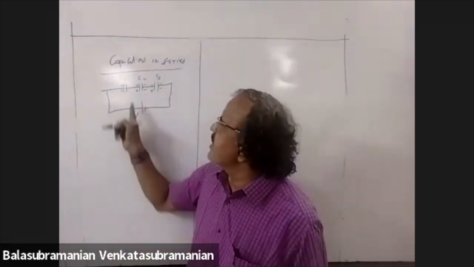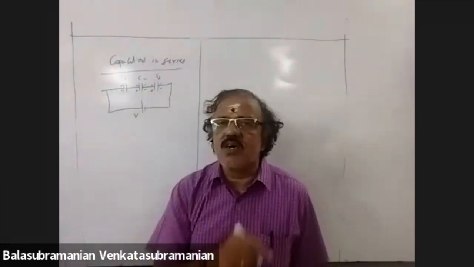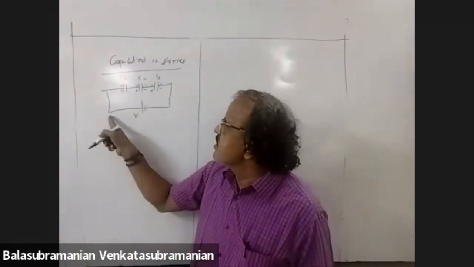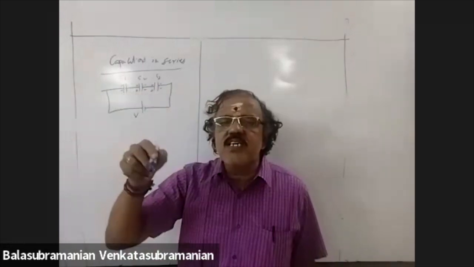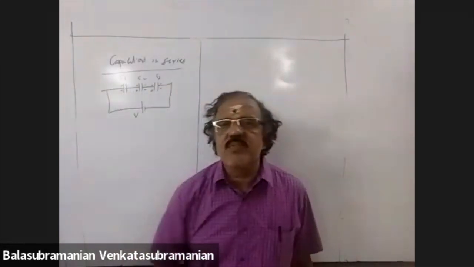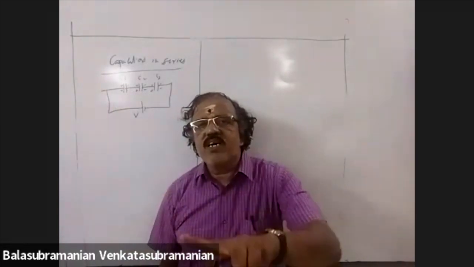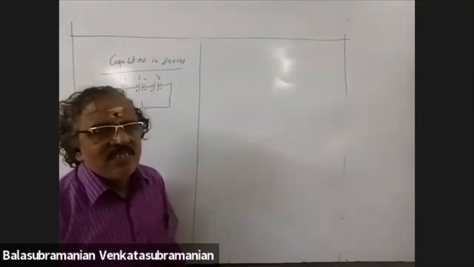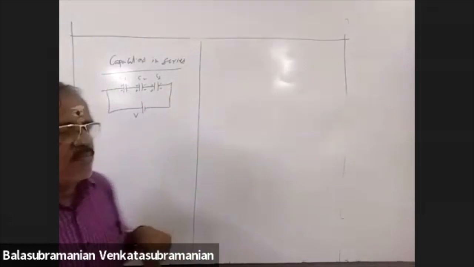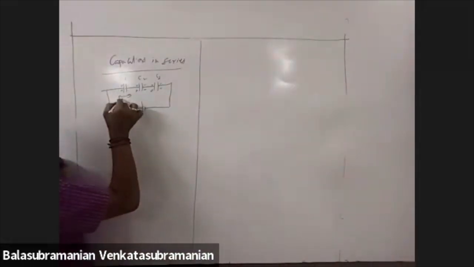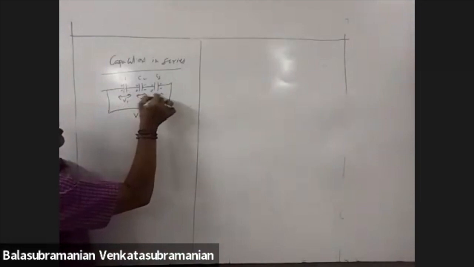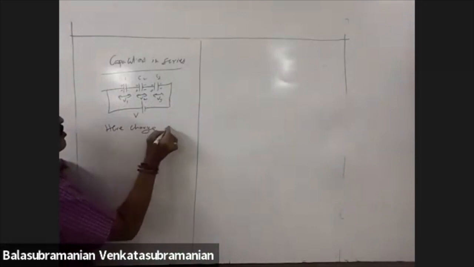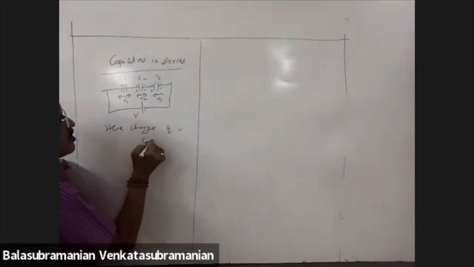The moment you switch on the battery, the capacitors are charged. All three capacitors are charged with equal charges, because the same amount of current passes, that is, the same charge passing per unit time. Charge passing per unit time we call current. So I can say for all three capacitors, the charge is equal. But the potential is different. Here, the charge Q is constant.